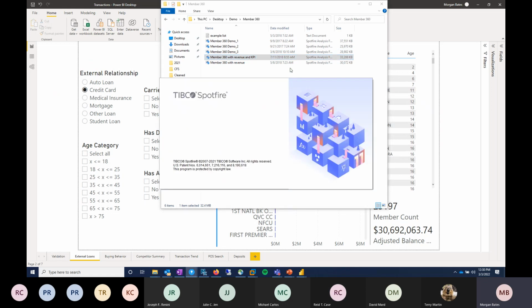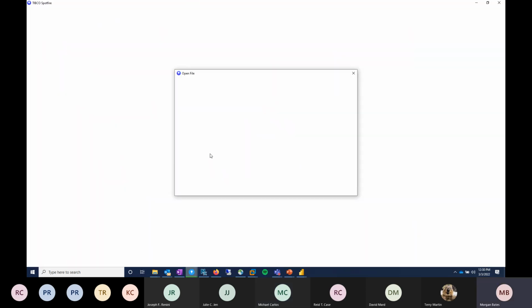Yeah, so I'll show you. I've got a Spotfire version of that. I don't have a Power BI version of that. Okay. But it is something that is already pre-built, or you just don't have it. You haven't built it yet, or you just don't have a demo. I don't have one. I don't have a Member 360 in Power BI built, but I don't think it would be hard to do it.